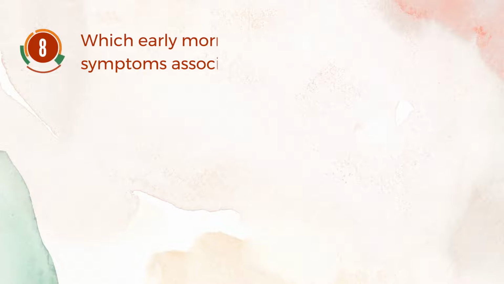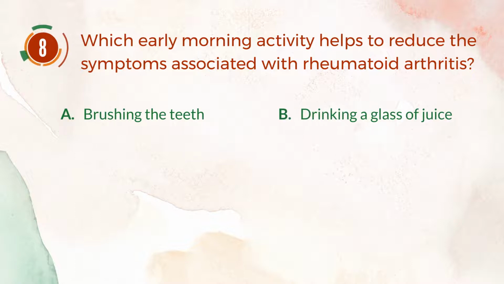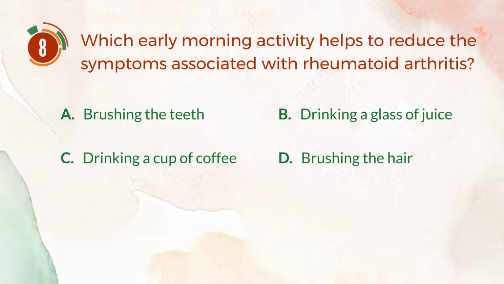Number 8. Which early morning activity helps to reduce the symptoms associated with rheumatoid arthritis? A. Brushing the teeth. B. Drinking a glass of juice. C. Drinking a cup of coffee. D. Brushing the hair.